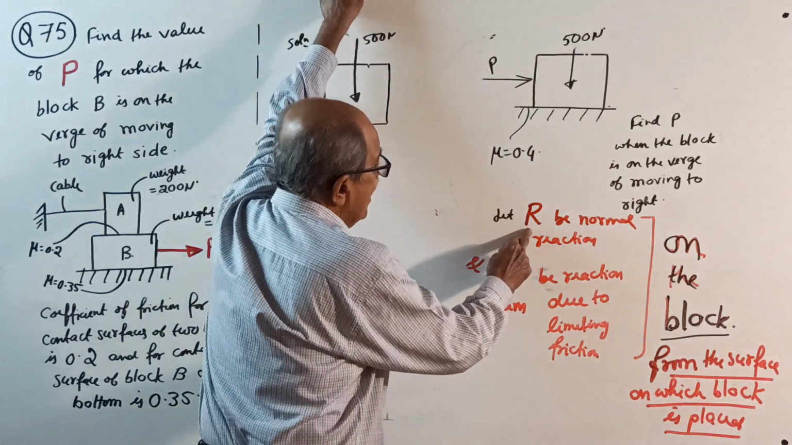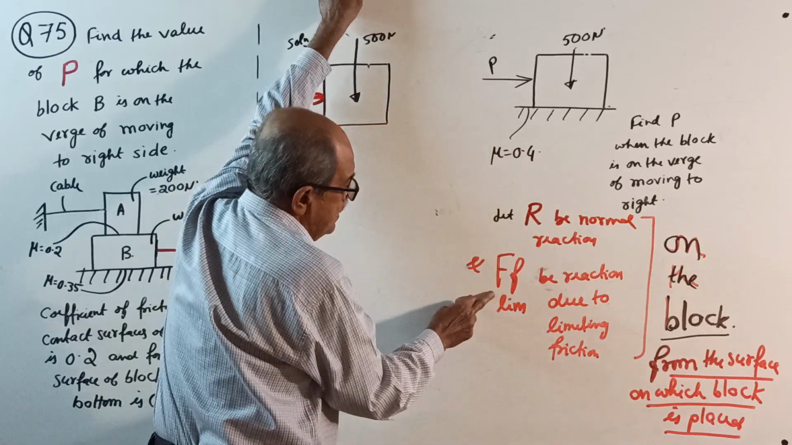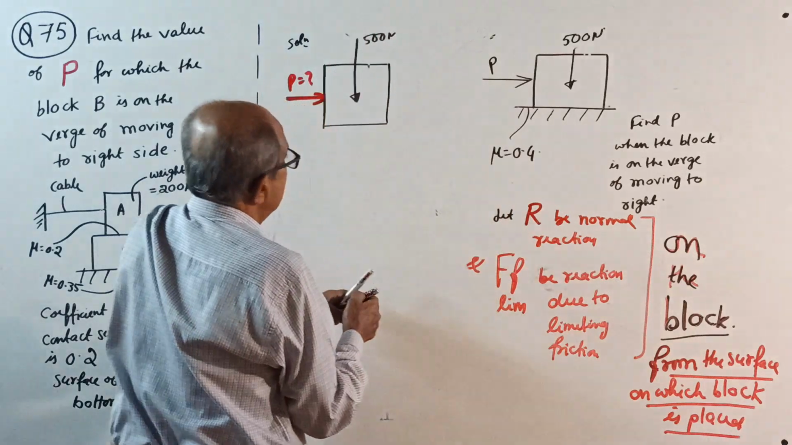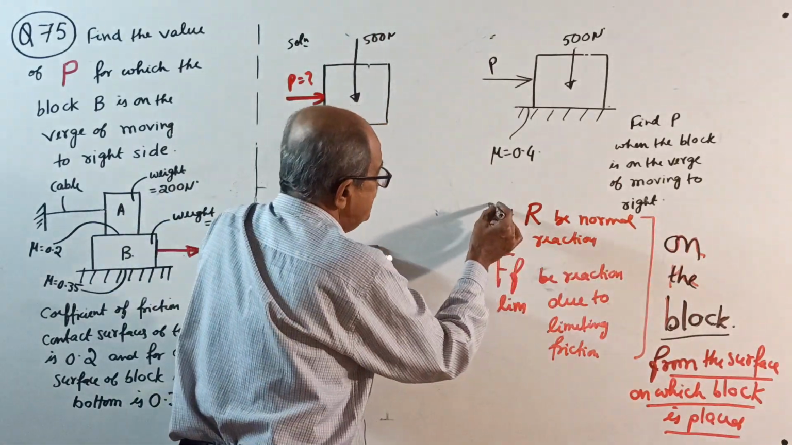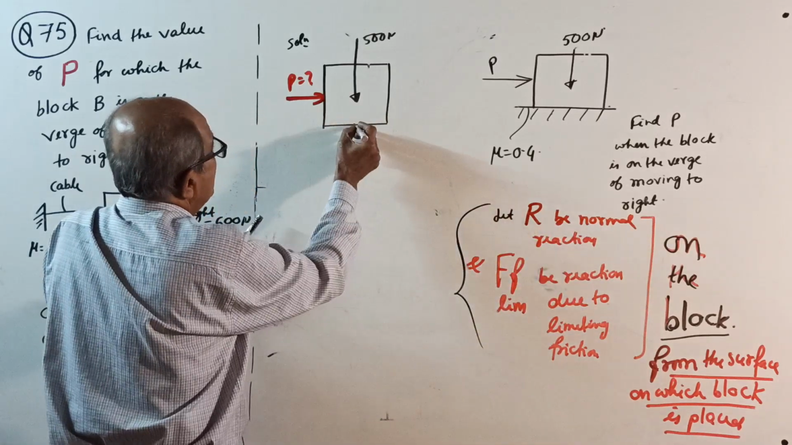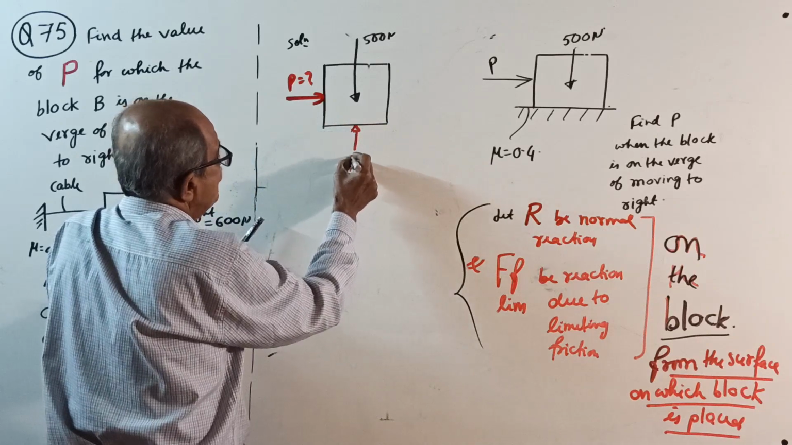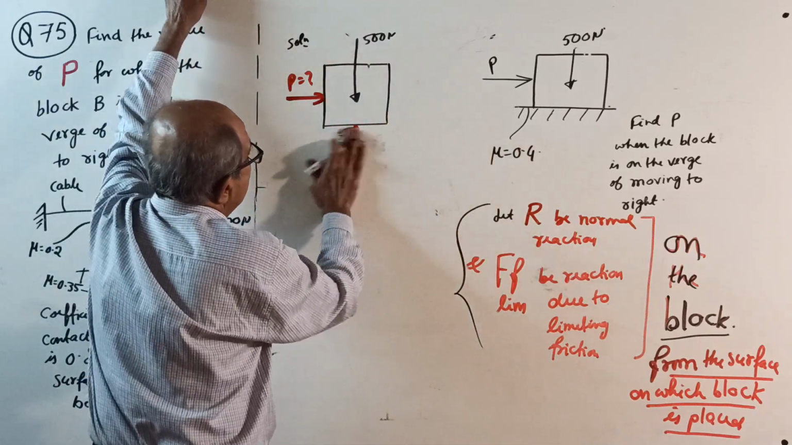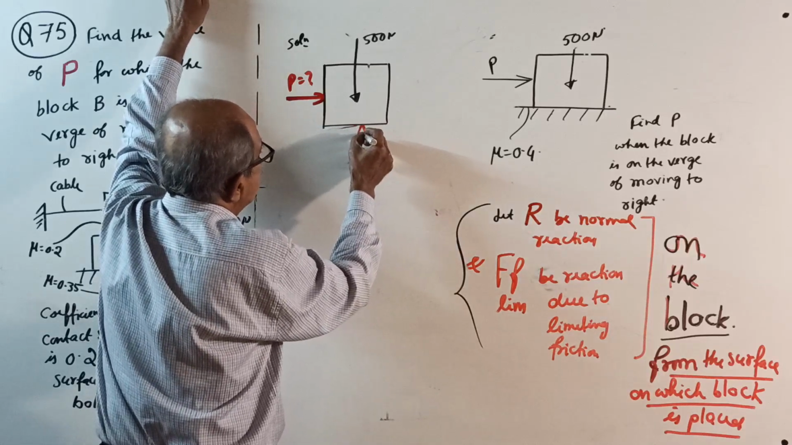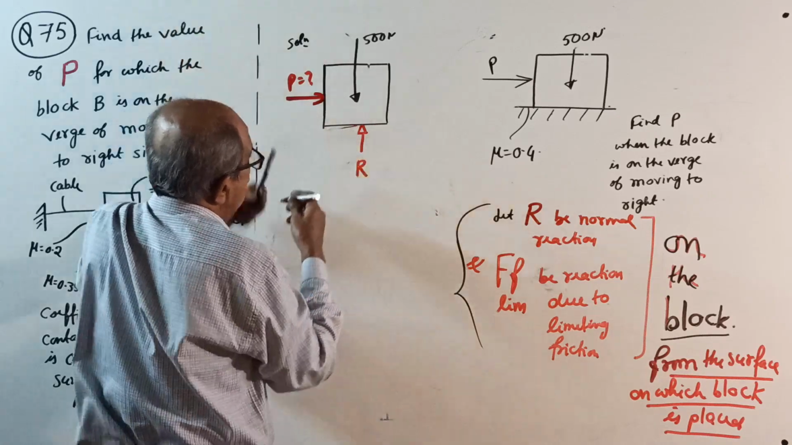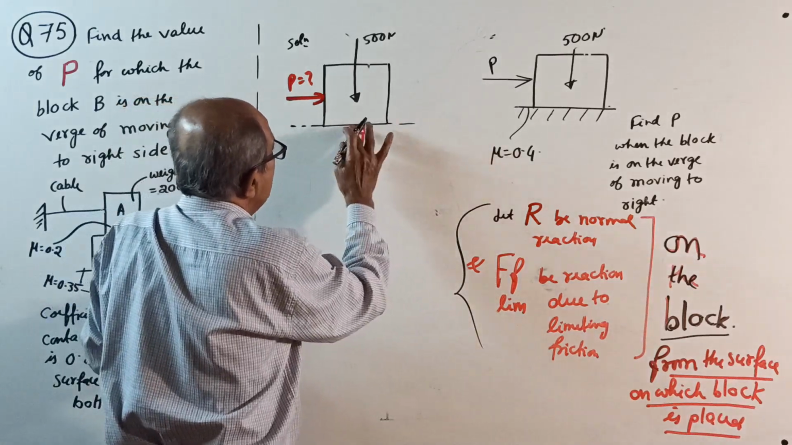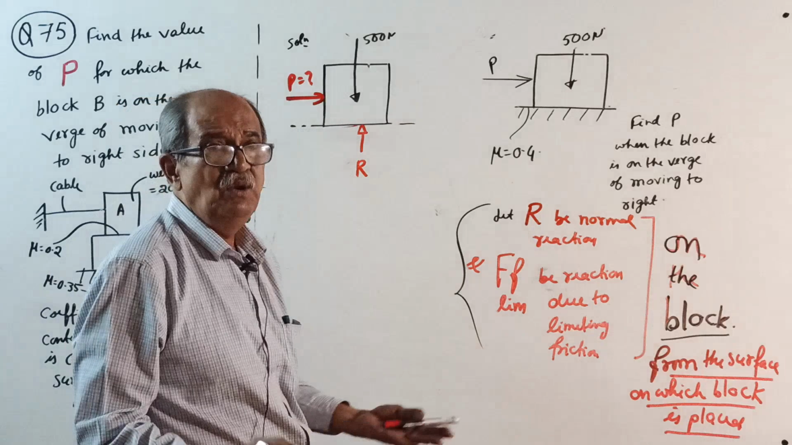You write, let R be normal reaction and FF limit be reaction due to limiting friction. Start this statement. See this side. Let R be normal reaction. The block is moving to the right side, so I have to slightly shift it. Don't bother, because I know the concept. Some will tell, sir, we also know it. Good, if you know it, very good. I'm happy.